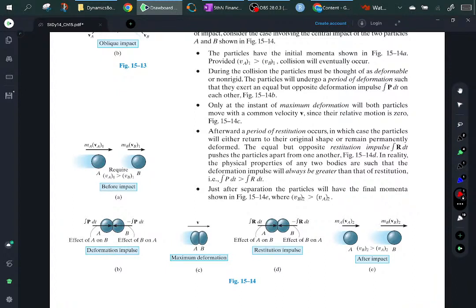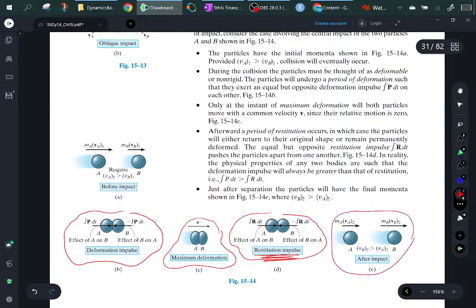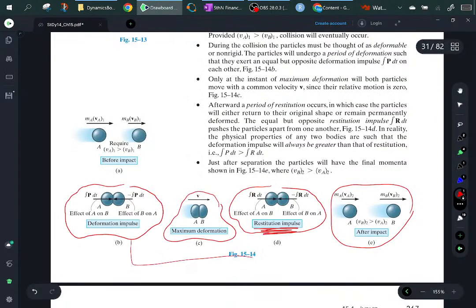The first thing is they're just about to hit each other and they start deforming a little bit. They reach their maximum deformation, kind of like that tennis ball you saw on the racket. And then they start restoring as much energy as they can, the restoration impulse. And then you get the after impact. Here's the funny thing: if this and this were equal, so to speak, then you would have lost no energy.